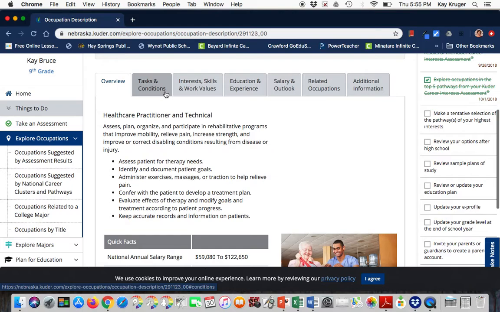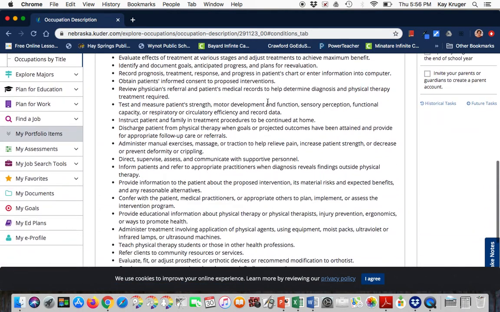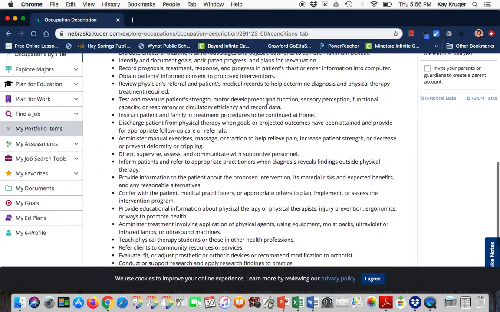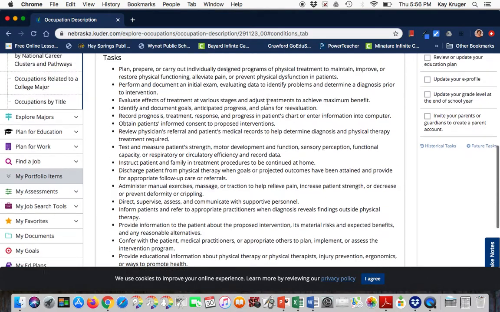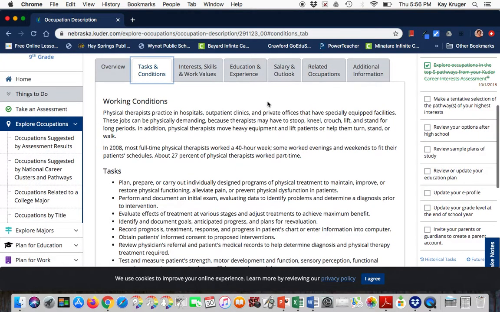So when we go under the tasks and conditions page, there are additional tasks, and I want you to look at all of those tasks so you have a good understanding of what a physical therapist really does. The next thing on your worksheet is to answer questions about working conditions. The first thing is the work setting. Where does that person work? As you can read on my screen here, physical therapists work in hospitals, outpatient clinics, and private offices. So that is the work setting.